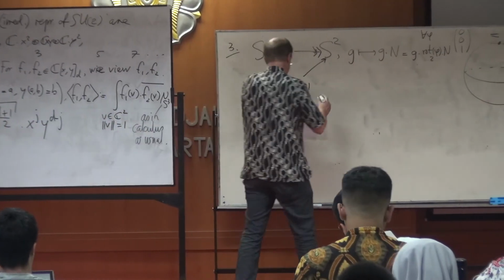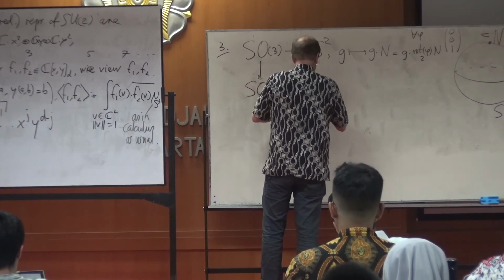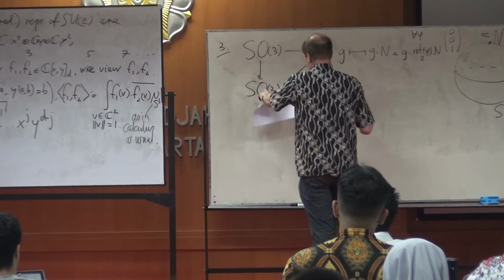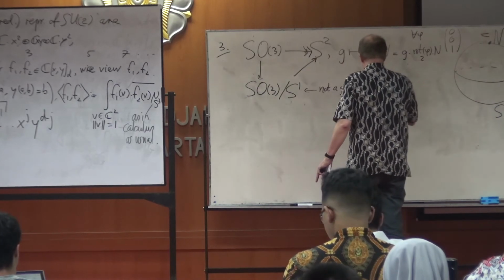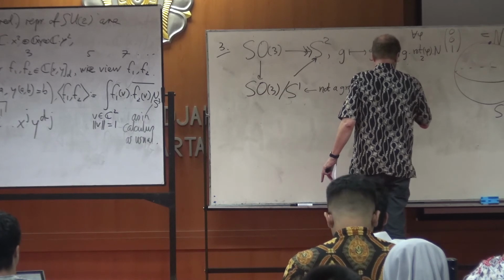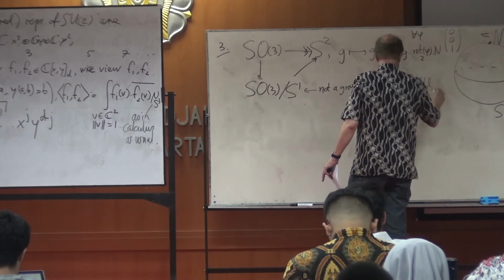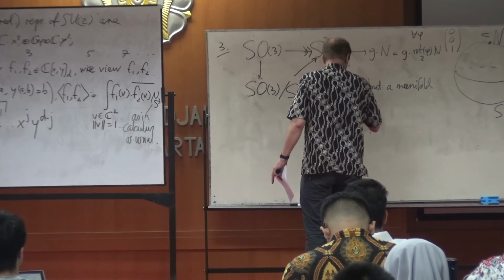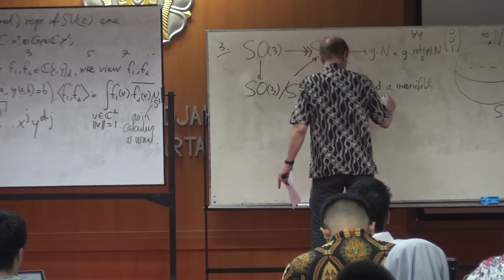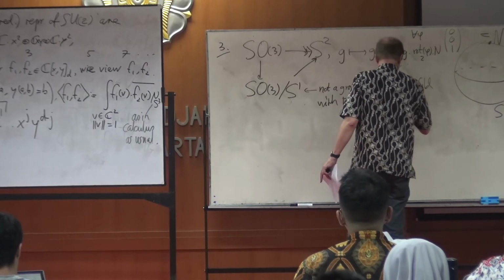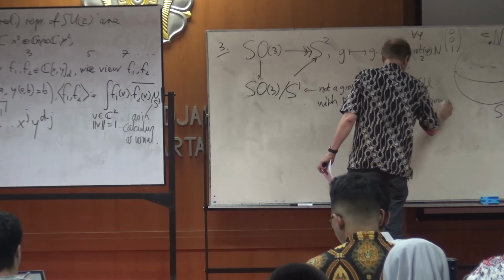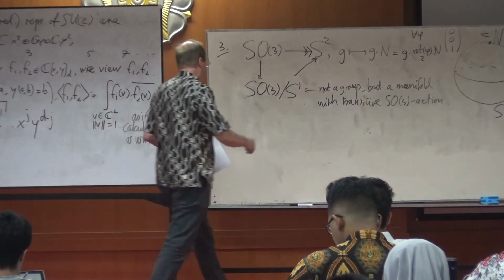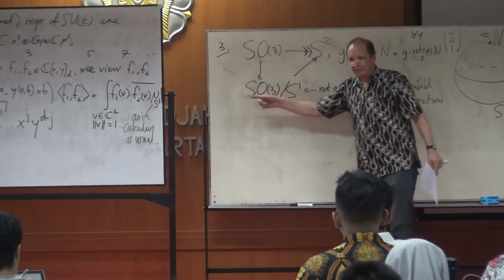S1 is not a normal subgroup, so the quotient is not a group, but you can view it as a manifold with a transitive SO3 action, right? Because SO3 acts by multiplication on the left, right?